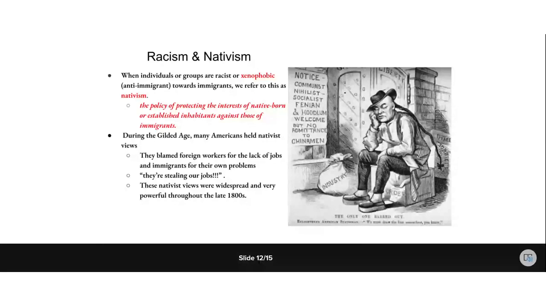Here we have a political cartoon that says "The only one barred out," and it's a Chinese man sitting on a box that says "order." There's peace and sobriety behind him. The gates of liberty are shut to him. Right, he's got a bag of industry. Like, again, the Chinese built the railroads in the western half of the Transcontinental Railroad. And then it says here, "Notice: communists, nihilists, socialists, Fenians, and hoodlums, you're welcome, but no admittance to the Chinese."